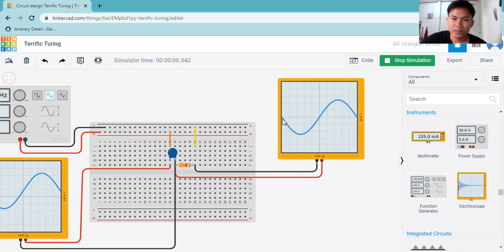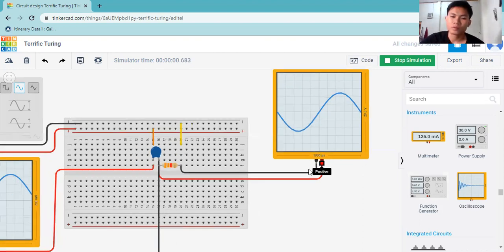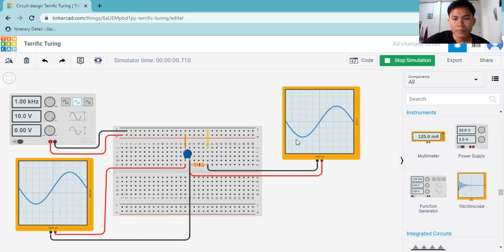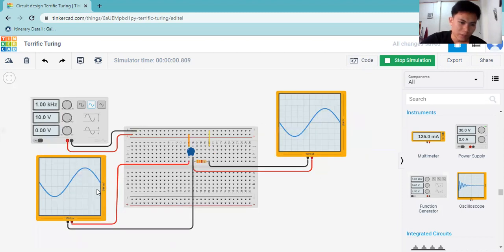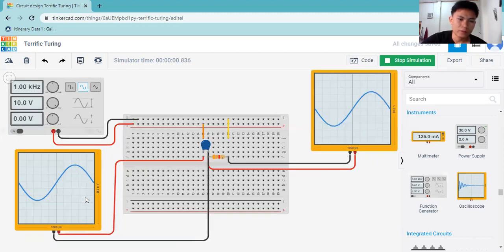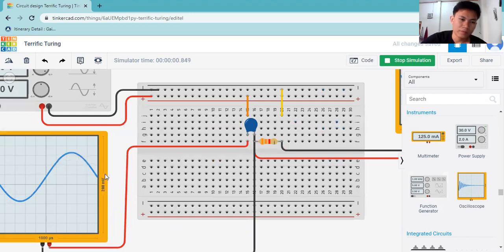For the time period, we can count from the beginning to the end of this cycle: 1, 2, 3, 4, 5. That should give us 10 multiplied by 1000 microsecond. That should give us the period. And for the frequency, we can set it to 1 divided by its period. It's the same for the capacitor, but for this one we have to multiply by 200 millivolt and this 1000 microsecond.